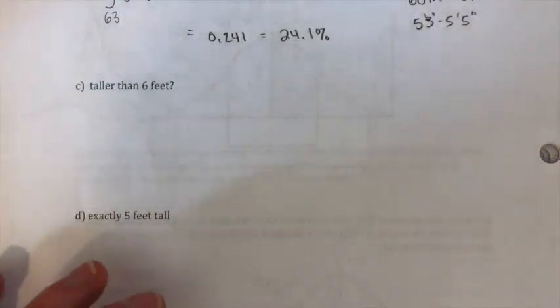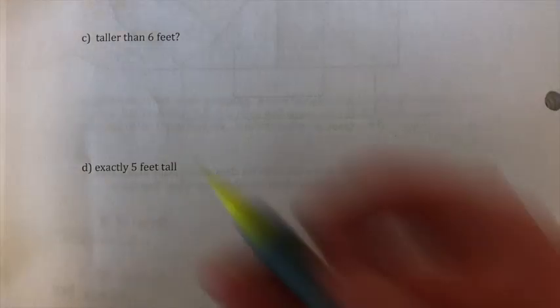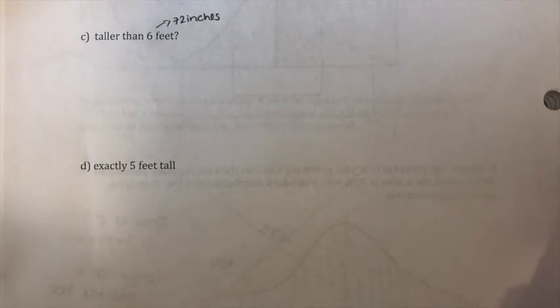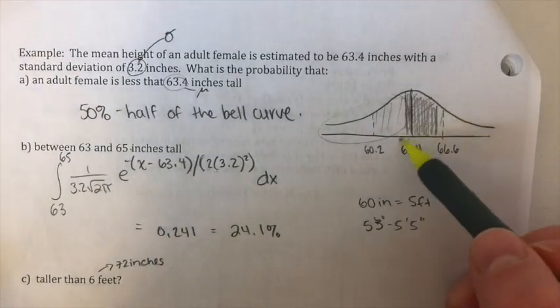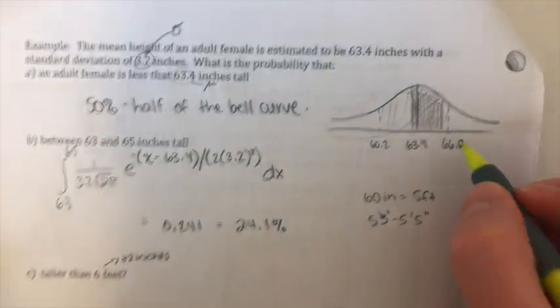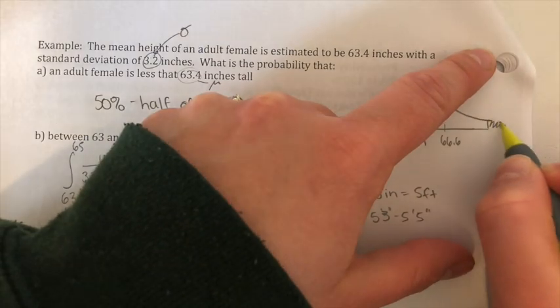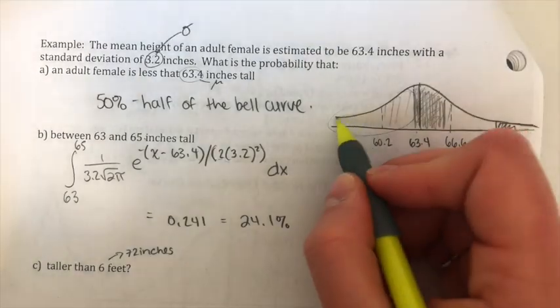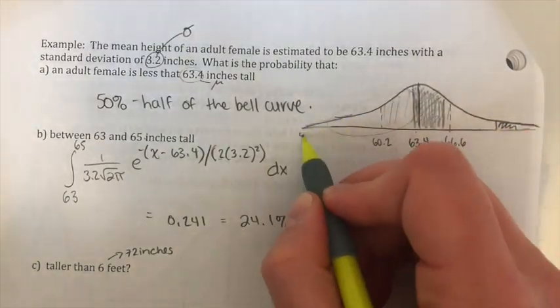Taller than 6 feet. There's not a ton of ladies. If this was men, we'd get a much higher number, but there's probably not going to be a ton. Okay, so 6 feet is 72 inches. Now the problem is I don't know the record for the tallest lady ever, but I do know that people can't be less than 0 inches tall. So what I'm going to do is if I look at my bell curve, the people who are taller than 6 feet are over here. But again, I don't know where this thing actually zeroes out. Okay, so I do know that it's going to zero out over here at 0.